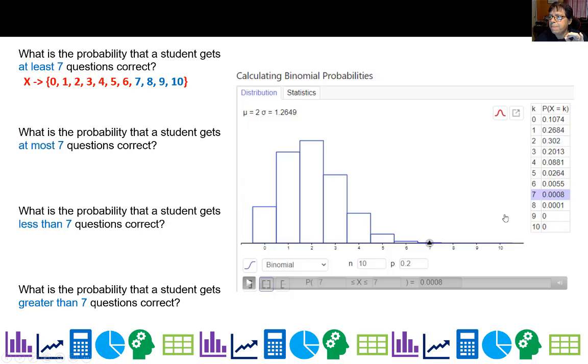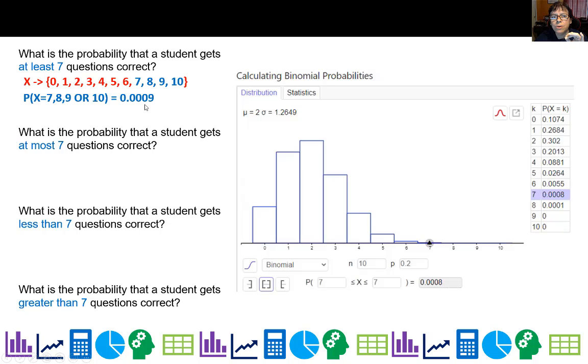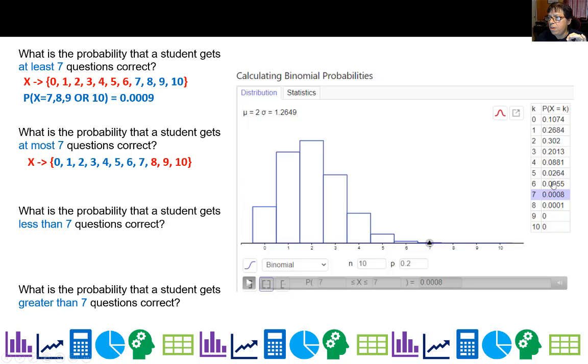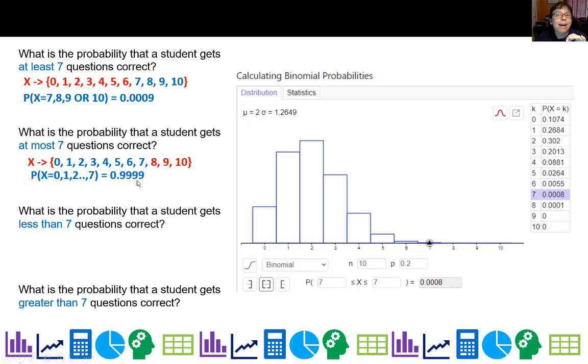Now, if I were to add up all these numbers, I would get 0.0009. What is the probability that a student gets at most 7 questions correct? Well, that means my sample space is 0 to 10, but I'm only interested in the outcomes from 0 to 7. So I could add up all of these, and I would get 0.9999.